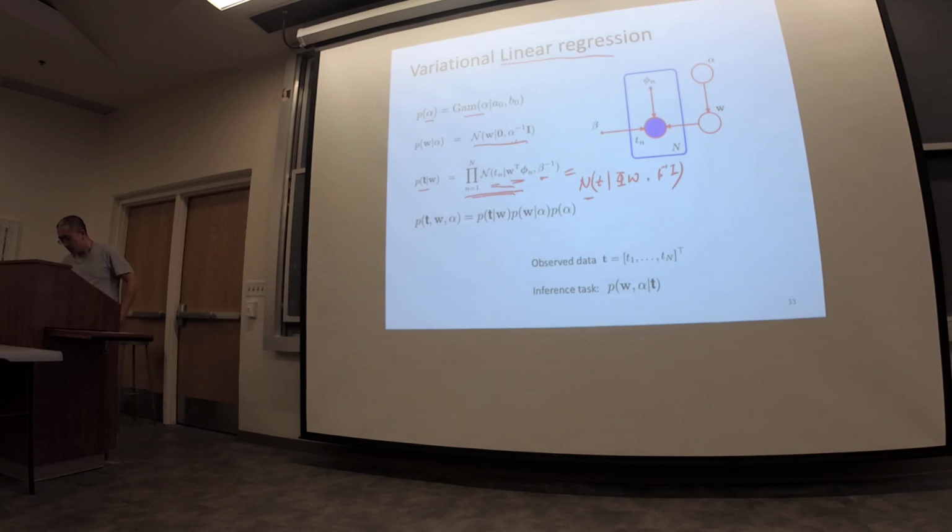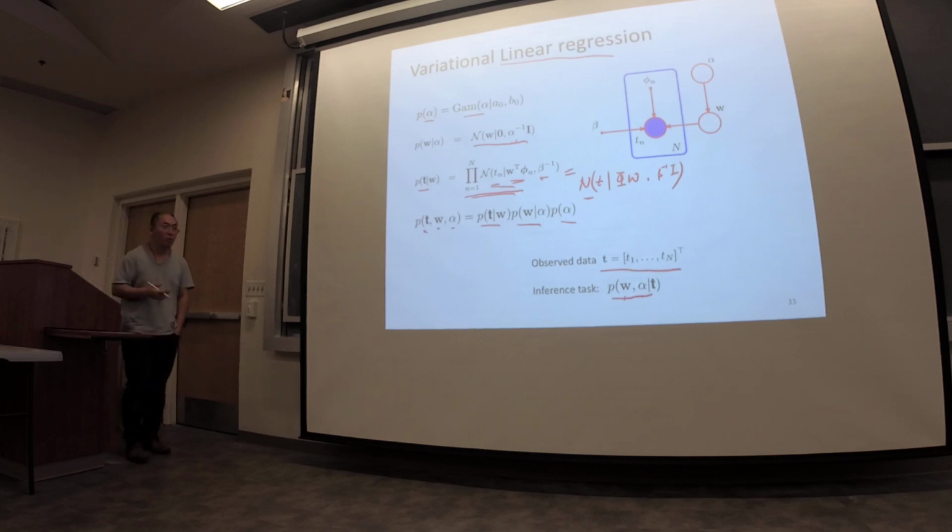So now we can write down the joint probability. The joint probability of your observed responses t, the weight vector w, and the prior parameter alpha is the likelihood p of t given w, multiplied by p of w given alpha and p of alpha. Given the observed n responses t, our inference task is to compute the posterior distribution of w and alpha given t. This is our task.